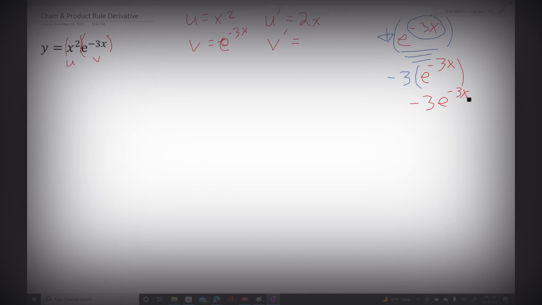So this is going to be our v prime, which is a pretty big step in a problem. Because if you get that part wrong, your derivative is going to look crazy. I've been there before. Check my exam.